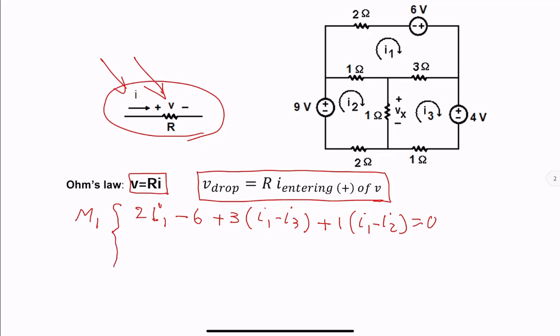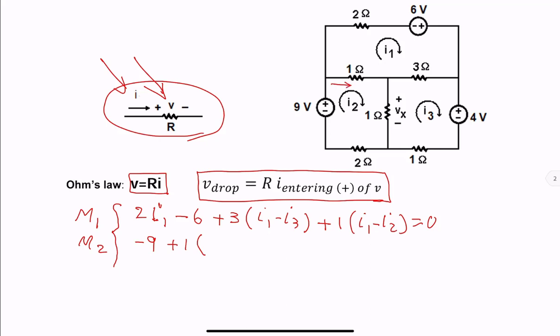Let's do the same thing for mesh 2. Starting at the lower left corner, first term that we see is voltage of the independent voltage source. We are entering its negative side, so -9. For 1 ohm resistor, we have 1 times. We are moving in the direction of the mesh current, in other words, I2.